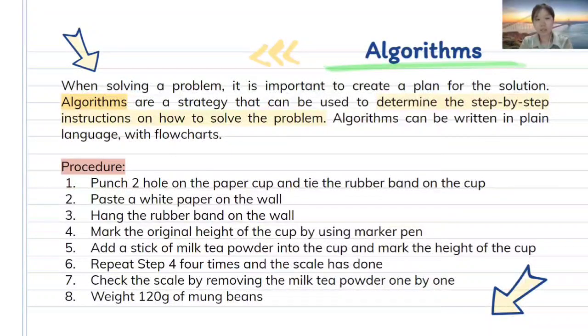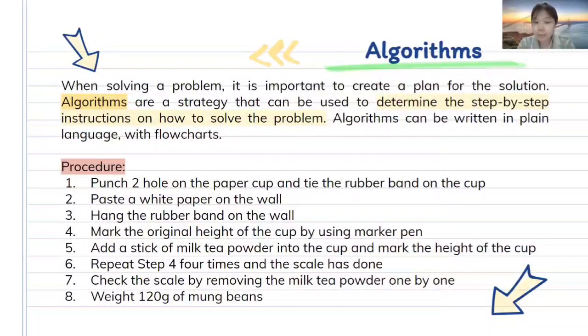So in this activity, one person will give me instructions, and I will follow the instructions to complete the activity. The first instruction given is to punch 2 holes in the paper cup and tie the rubber band on the cup. Place a white paper on the wall, hang the rubber band on the wall, and mark the original height of the cup using a marker pen.